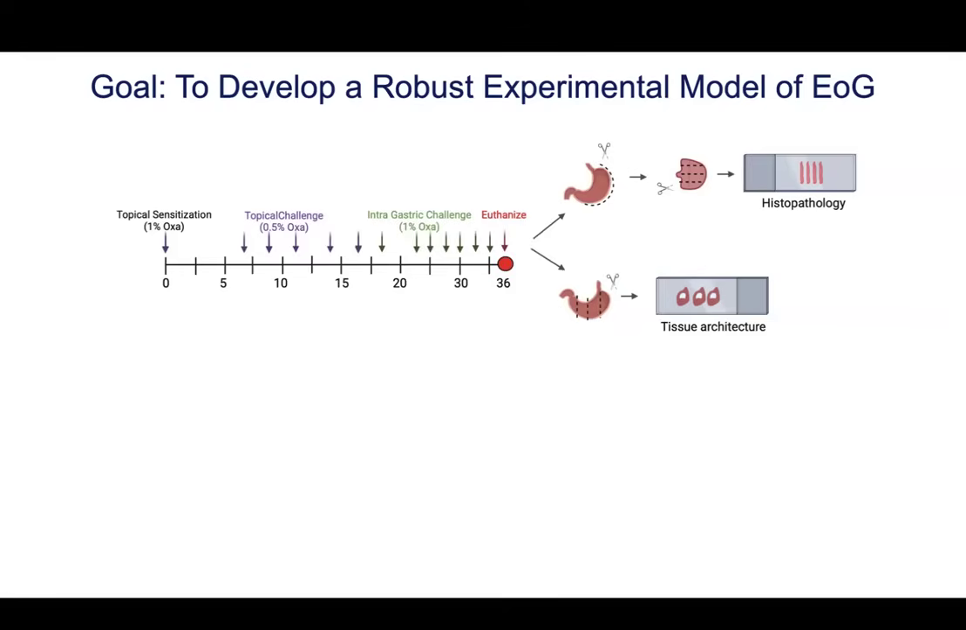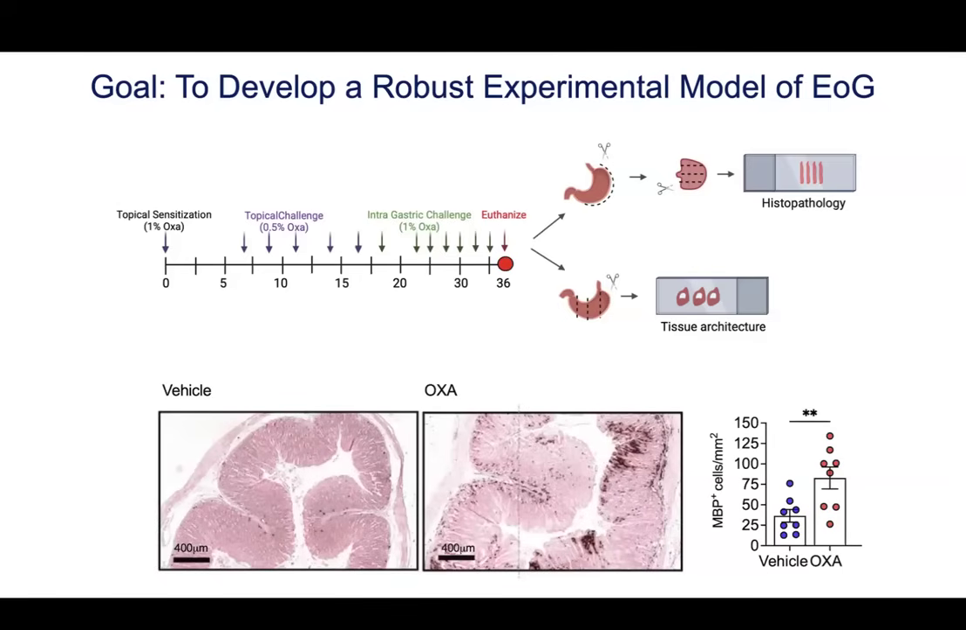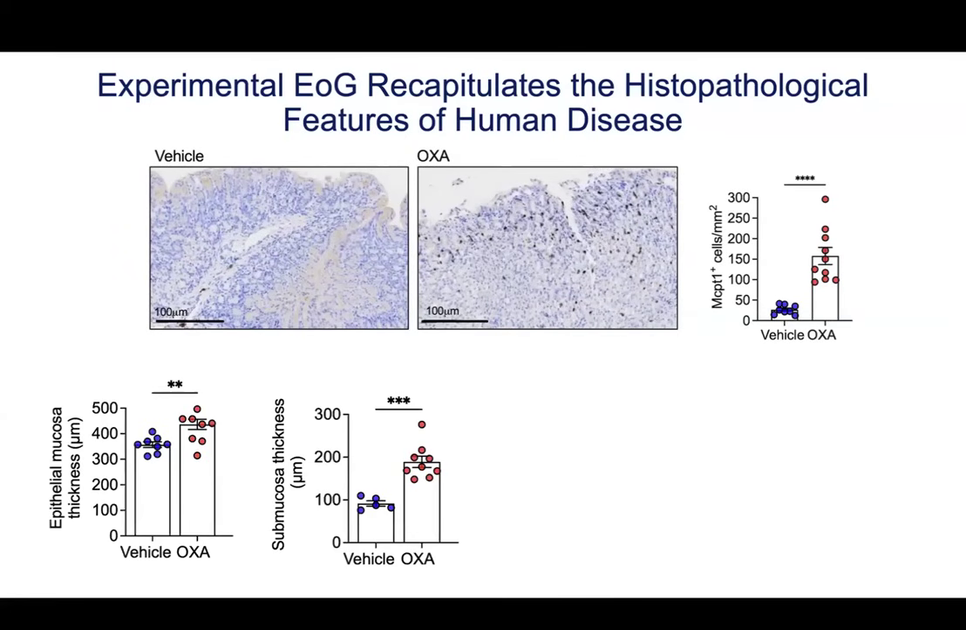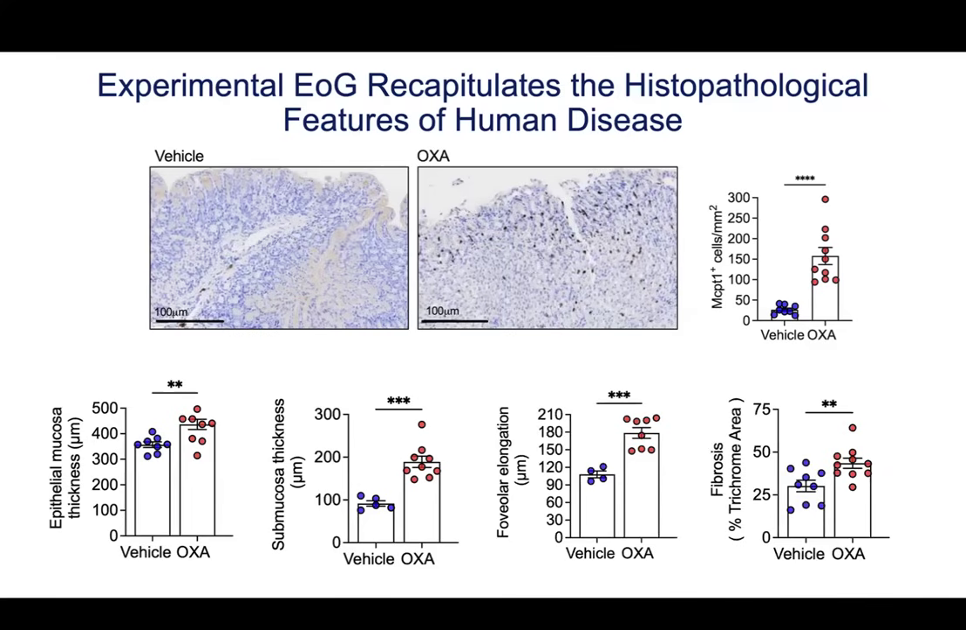The model is initiated by skin sensitization and challenge of mice with oxazolone, followed by intragastric challenges. Subsequently, we dissect the mice and put the tissues in different orientations to study the histopathology and tissue architecture. As you can see, the model is characterized by increased infiltration of eosinophils. In addition, we can observe elevated levels of mast cells, mucosal and submucosal thickening, as well as fibrosis. Thus, the model successfully mirrors what we can see in human patients.